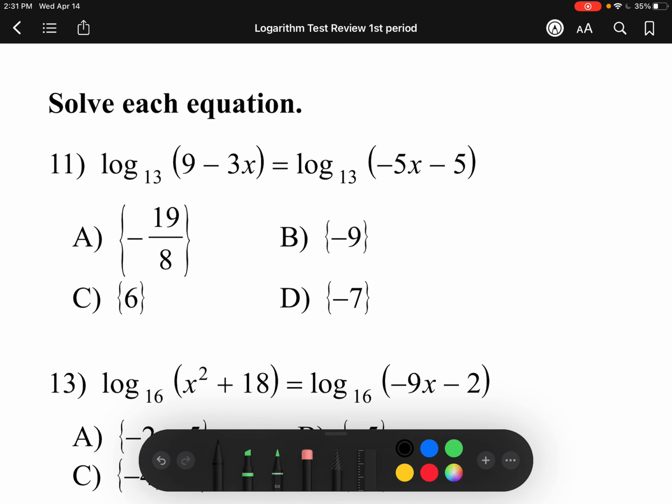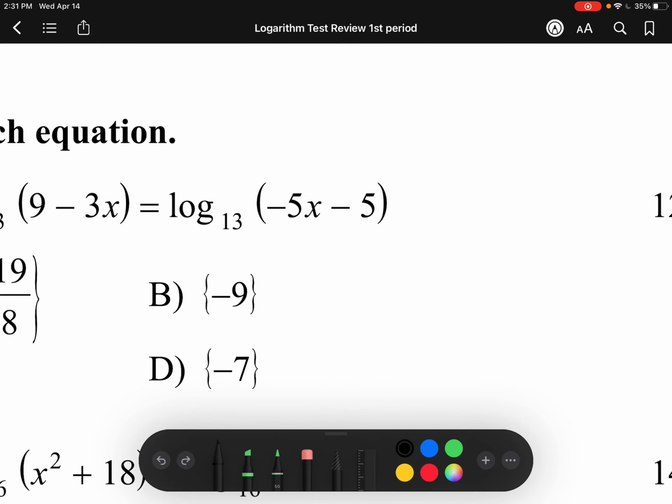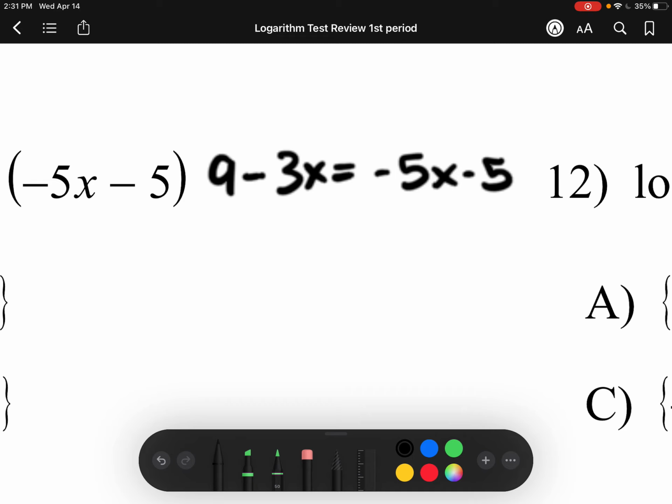So what we're going to do is set this equal to this so that we can figure out what x is. So 9 minus 3x is equal to negative 5x minus 5. And then we're going to solve for x. So I'm going to add 5x to both sides, get rid of it here. And I'm going to subtract 9 from both sides.